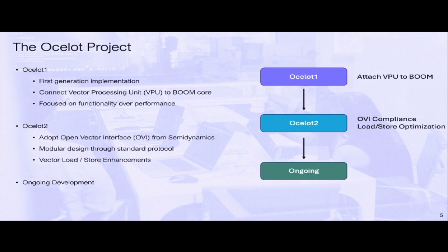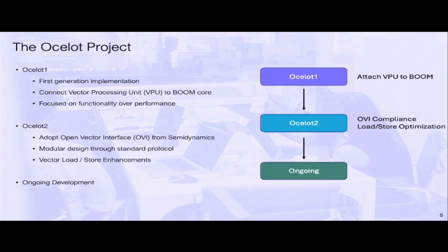To do that, the team developed a custom vector processing unit, or VPU, and directly connected it to the Boom core. This tightly coupled integration allowed the scalar core to issue vector instructions and offload them to the VPU for execution. While it worked, this design was very specific and rigid. It tightly bound the Boom core to a specific VPU implementation. That meant it was hard to reuse or replace components. So, for the next iteration, we decided to rethink the architecture.